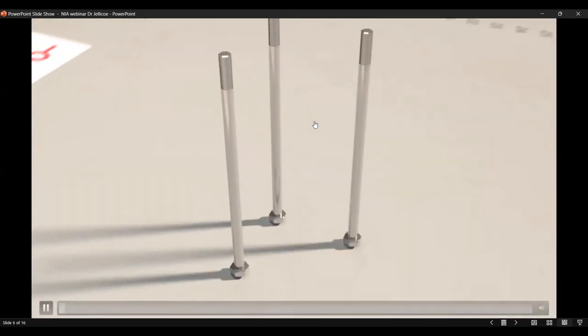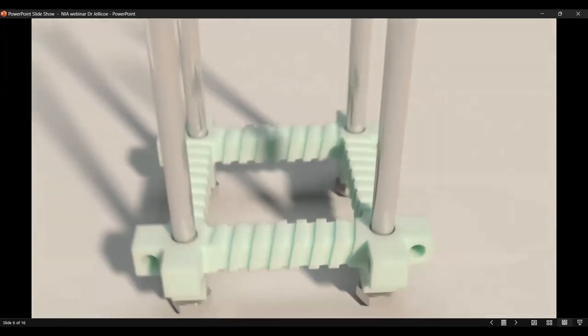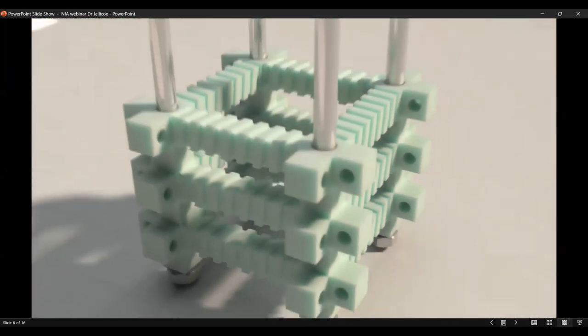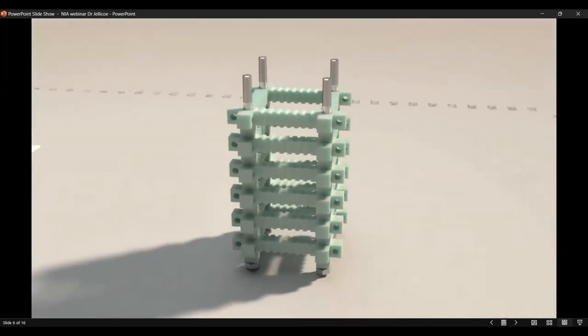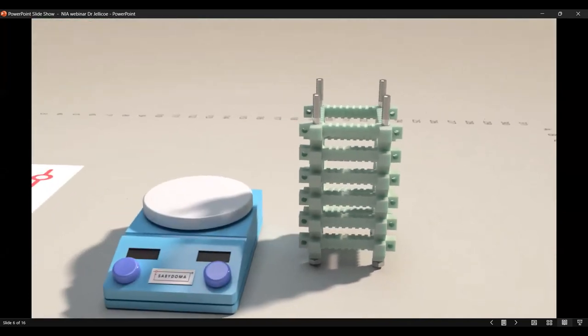So the way that it's set up is we use these pins and place the 3D printed materials on the pins, where we can adjust how many we have.